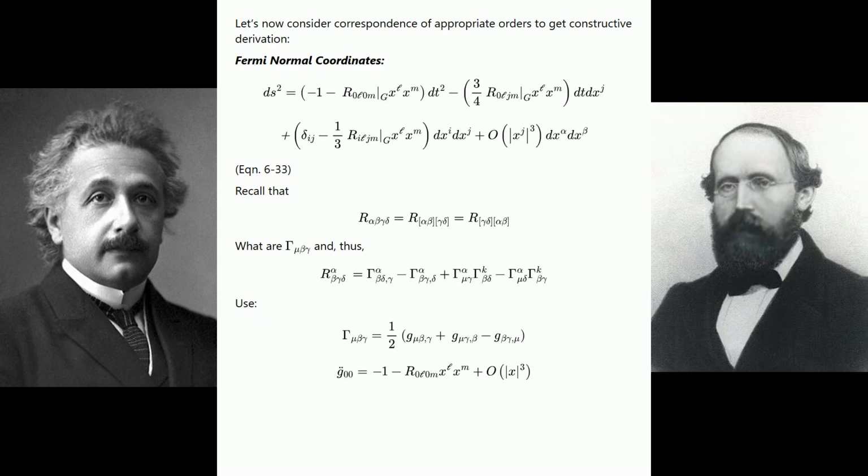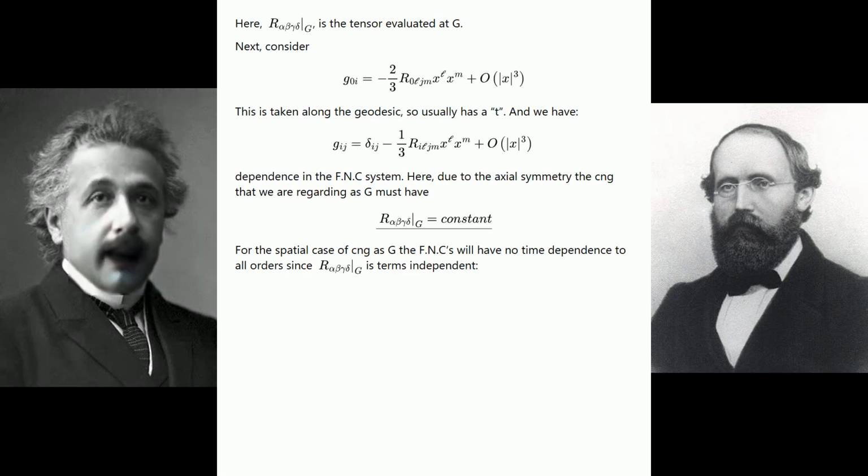Fermi coordinates. Equation 6-33. Recall that see the equation. What are gamma sub mu beta gamma and, thus, see the next equation shown. Use, see the equations shown. Here, R sub alpha beta gamma delta vertical bar sub G is the tensor evaluated at G. Next, consider see the equation. This is taken along the geodesic, so usually has a T, and we have see the next equation shown.